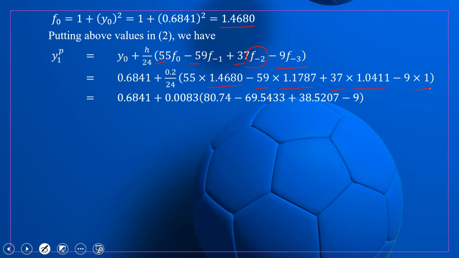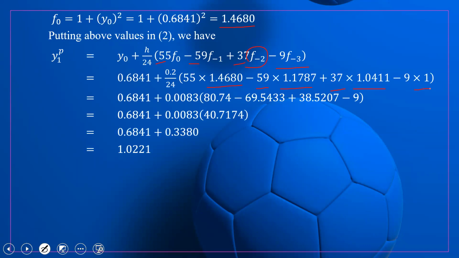So if we compute these values, we are getting the answer. What is the answer? It is 1.0221. So now this is the predicted value of the given function at y, sorry, at x equal to 0.8. Okay, so now this predicted value should be calculated.